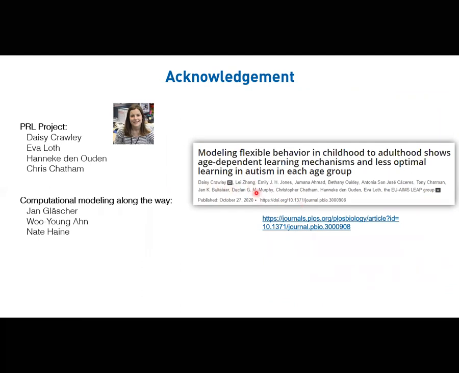Me and my collaborator Daisy are the co-first authors of the work, and I'm really thankful to them, and also my previous supervisors and collaborators. That's it.